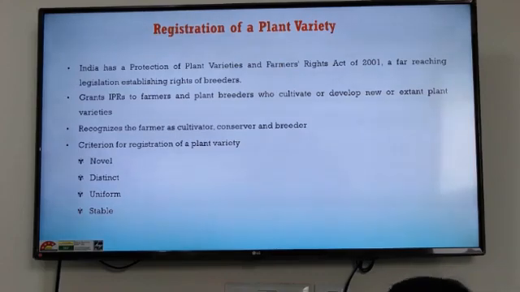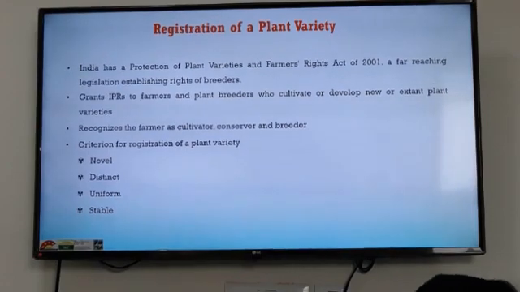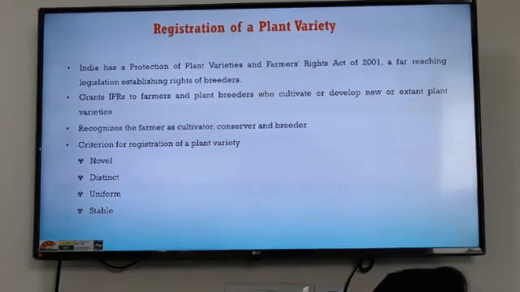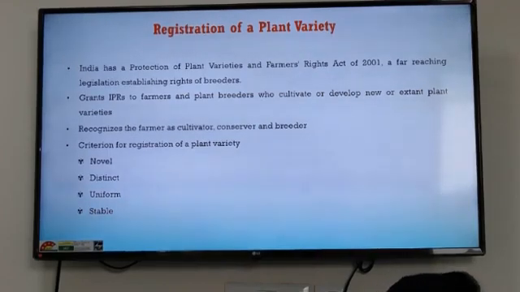The criteria for registration is not that different. It has to be novel. So again, like patents, like designs, this too has to be novel. You can't just go and register an existing plant variety. It has to be very distinct. It has to have either a distinctive trait or a distinctive quality which sets it apart from other plants in that particular family. It also has to be uniform.